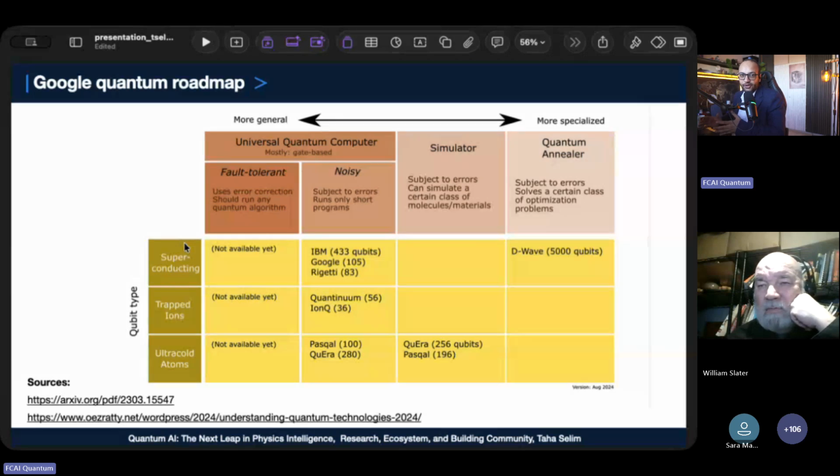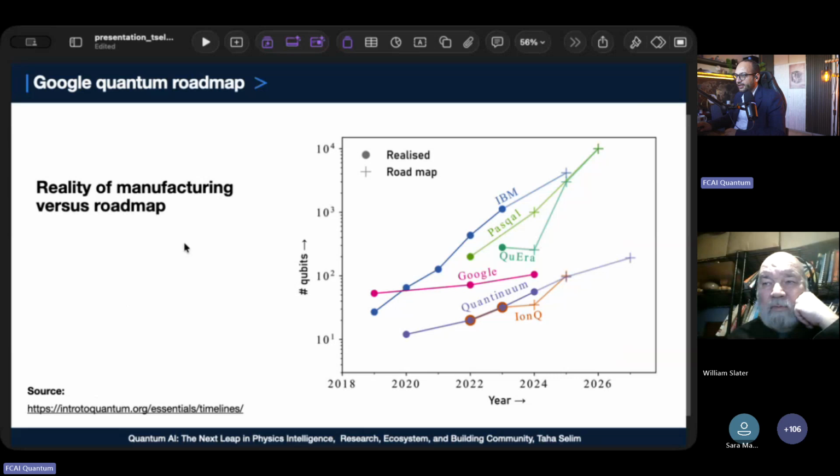If you understand the analogy, of course, it won't run the same algorithms, but it emulates the developments that happened in the 60s and 70s in that field. And here we see a figure about how these companies are progressing in developing the number of qubits, according to what they have in their roadmap and what they have actually realized.